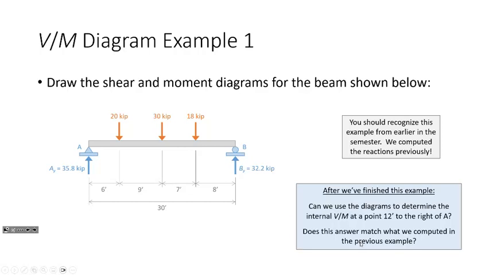The first time we looked at it, we computed the support reactions and we got 32.2 for BY and 35.8 for AY. We also did this example in class on Wednesday, and we said, okay, let's samurai sword or lightsaber right here at x equals 12 feet from A, and compute the internal shear and the internal moment at that point. And we got these values right here. We got a positive shear and a positive moment. So let's see if we actually get those when we construct the shear and moment diagrams graphically.